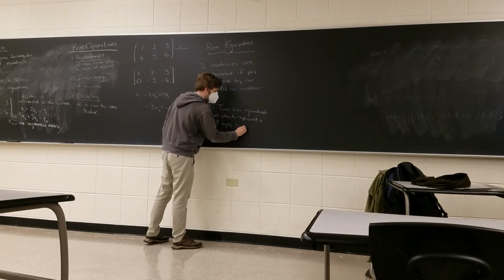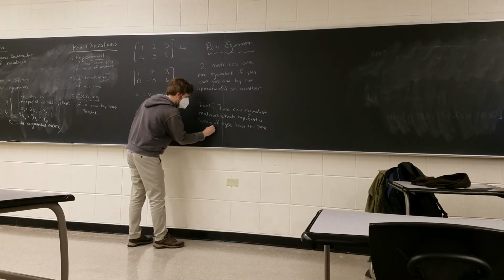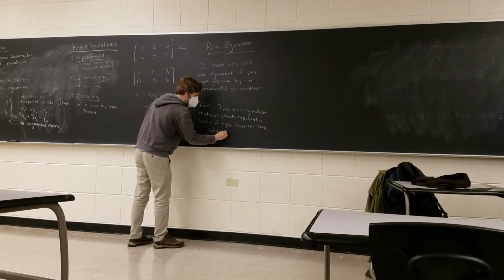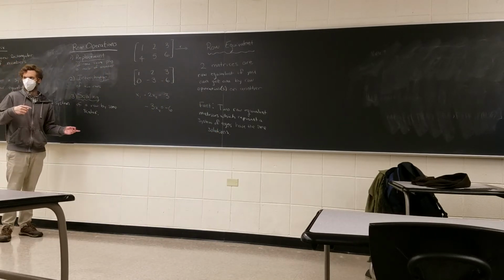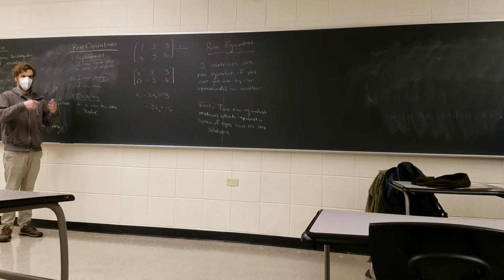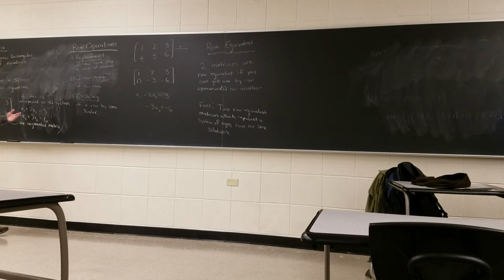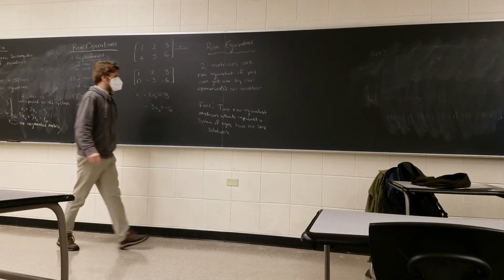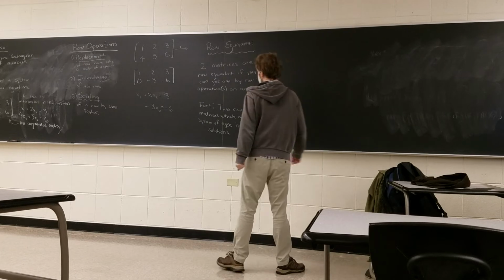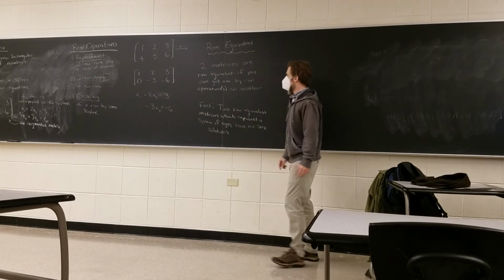have the same solution. So if something is a solution to one, it's a solution to the other. If one of them has no solutions, the other one doesn't have any solutions either. And we know this just based on the fact that each of these row operations doesn't change the solutions. Okay. So a few properties about this row equivalence of matrices.